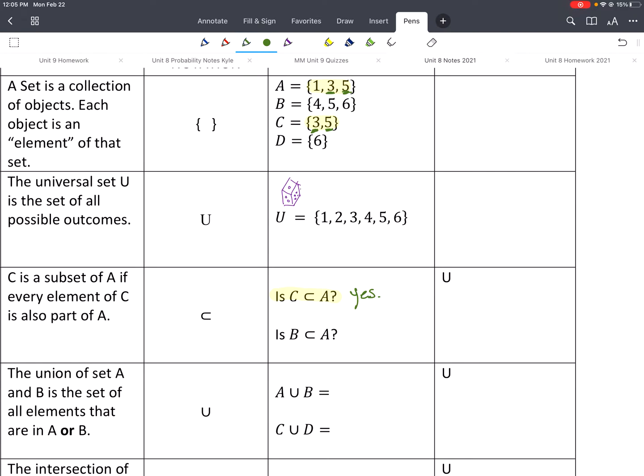We could look at another example, like a non-example, is B a subset of A? So we would need to look at those 2 sets. Is B a subset of A? Well, is 4, 5, and 6 part of A? And we'd say no. Okay, 4, 5, and 6 are not in A, so it's not a subset.